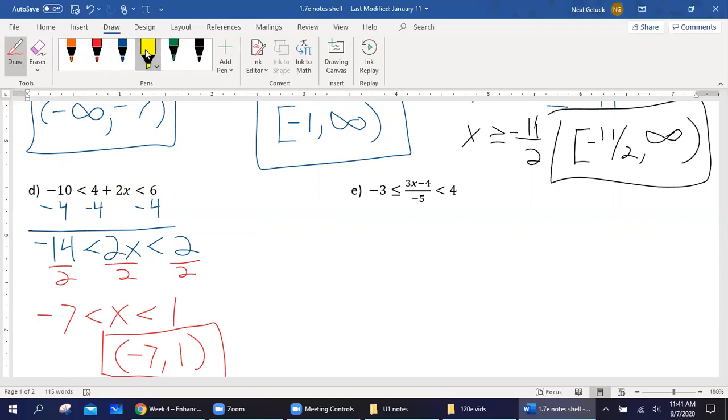For letter E, again, this is a compound. I'm solving this inequality and this inequality just at the same time. So my first step here would be to multiply by negative 5. I'm going to multiply by negative 5 everywhere. I'm multiplying by a negative, so I'm going to flip my inequalities around right now so I don't forget. So I'd have 15. I still have 3x minus 4 in the middle. And negative 20.